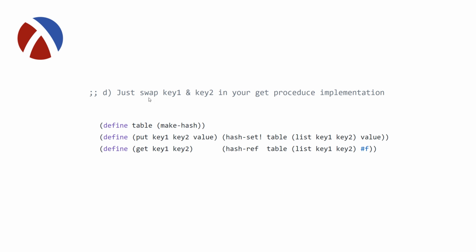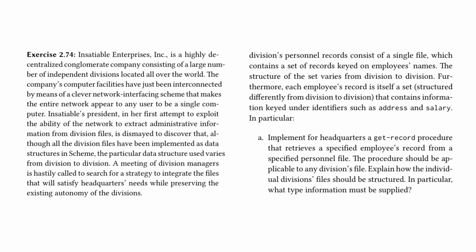It's pretty straightforward. You just have to swap key 1 and key 2 in your get procedure, and then you're done. So it's basically just changing the way you construct your key. So if you just swap these two, which I haven't here, in your get, it'll work. I'm pretty sure. Moving on to exercise 2.74, this is a very long-windedly stated question, but we'll read through it.